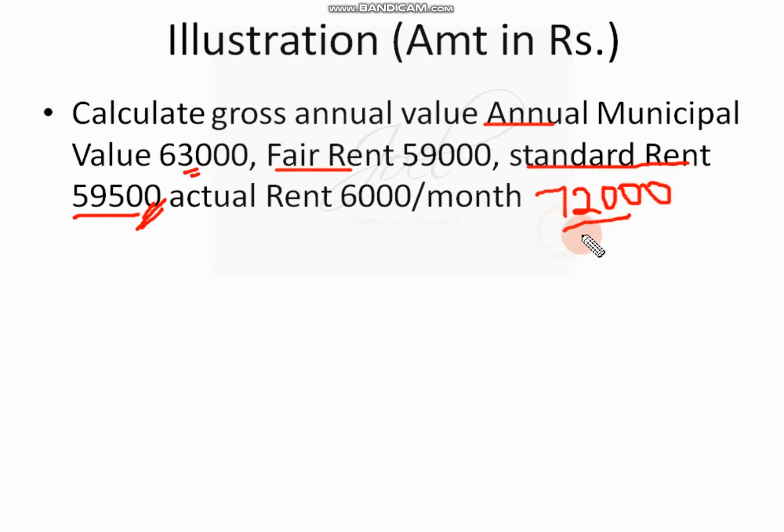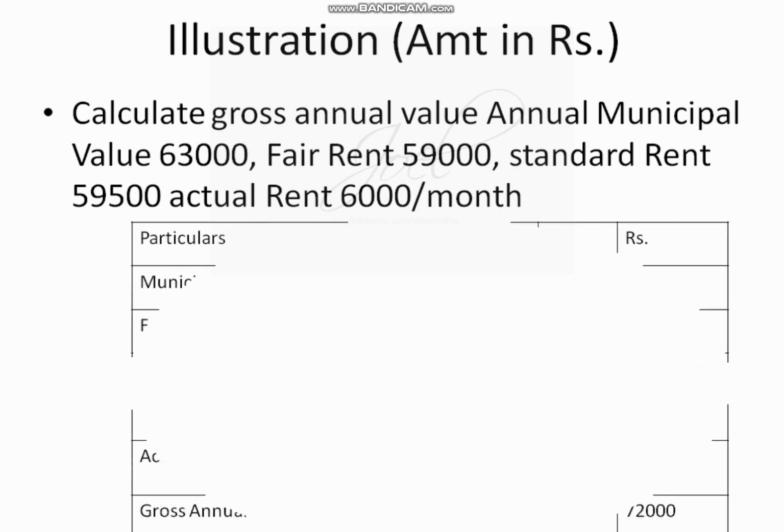So 72,000 and the amount given here, 59,500. When I compare, I will get the highest amount as 72,000, and that is my gross annual value. So this is the solution for this particular problem. We'll see the solution here.